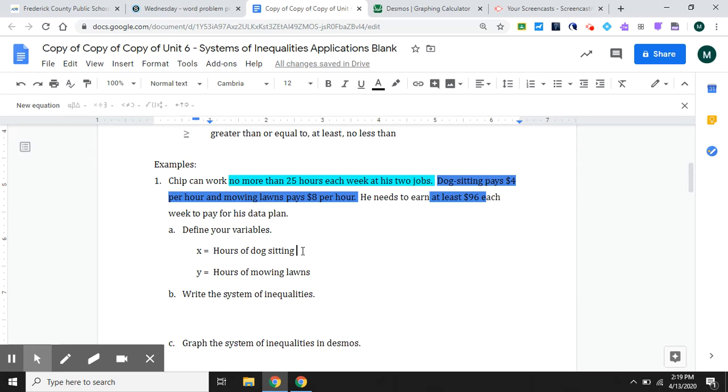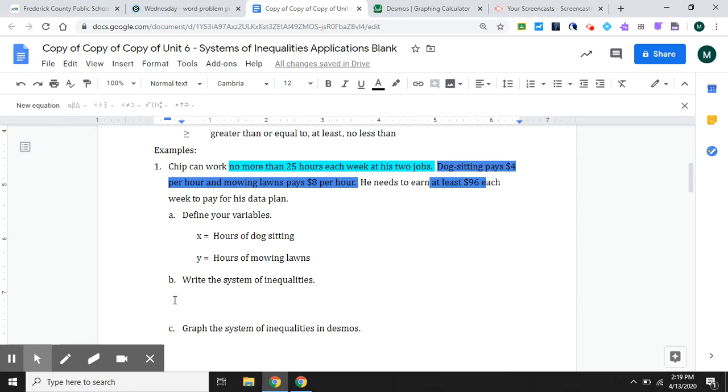So already pre-typed in, X is going to be our hours of dog sitting, and Y is going to be our hours of mowing the lawn. Now we can create our equations. We're going to have our hours and then our money. So let's go ahead and insert our equations. The number of hours of dog sitting plus your hours of mowing the lawn have to be less than or equal to 25. He can work up to 25 hours. He just can't work past 25 hours.